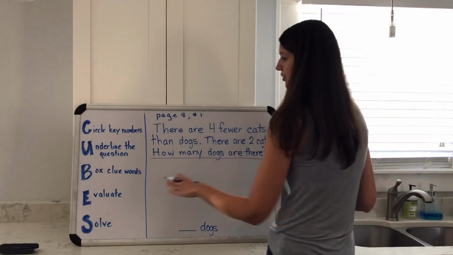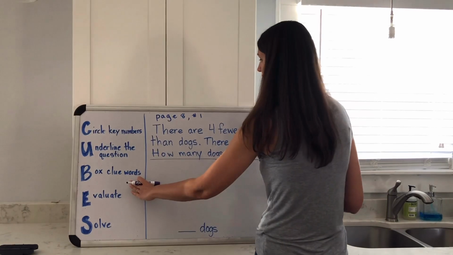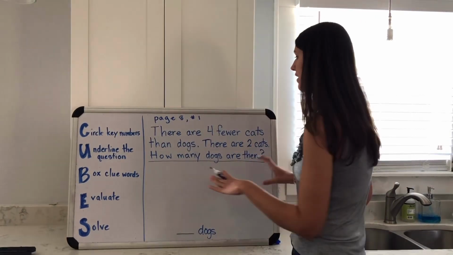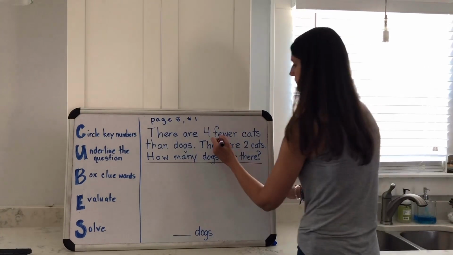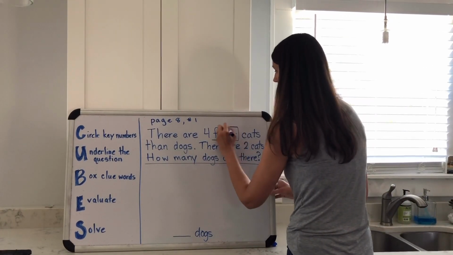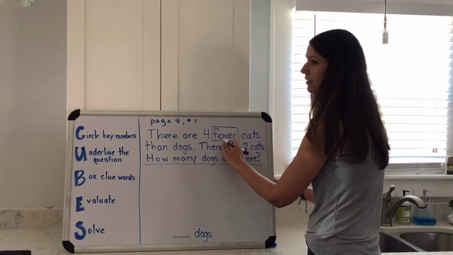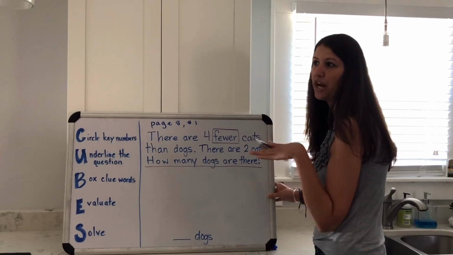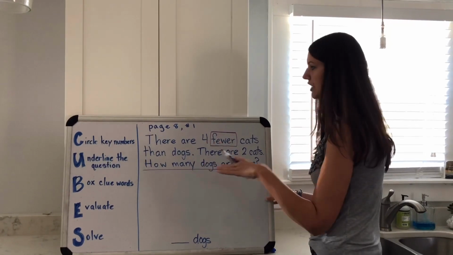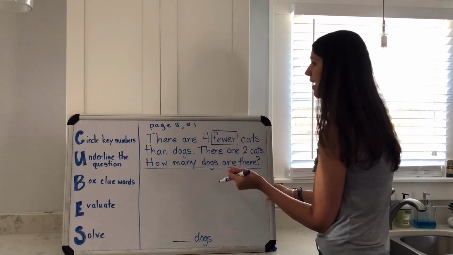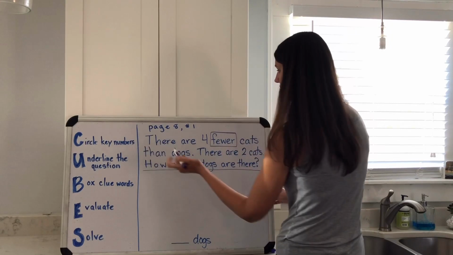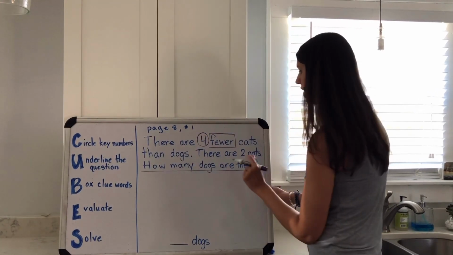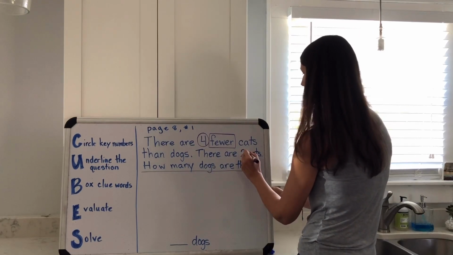Now I'm going to box the clue words. And like I said, today you're going to see the words fewer and more. In this problem, I see fewer, so I'm going to put that in the box. And usually the word fewer tells me that it's less, and in math we think of subtraction as the type of problem that goes with fewer. Now I'm going to circle my key numbers. I see that there are 4 fewer cats, so that's a number I'll need to use. And I know that there are 2 cats.